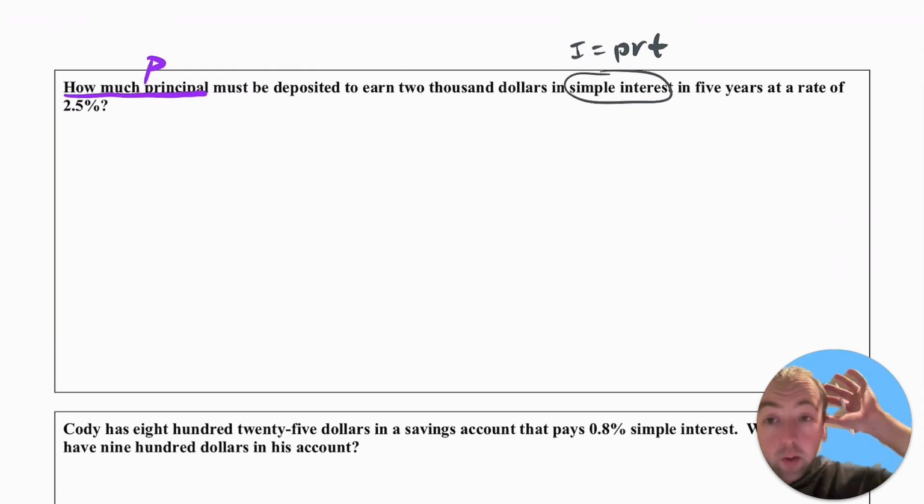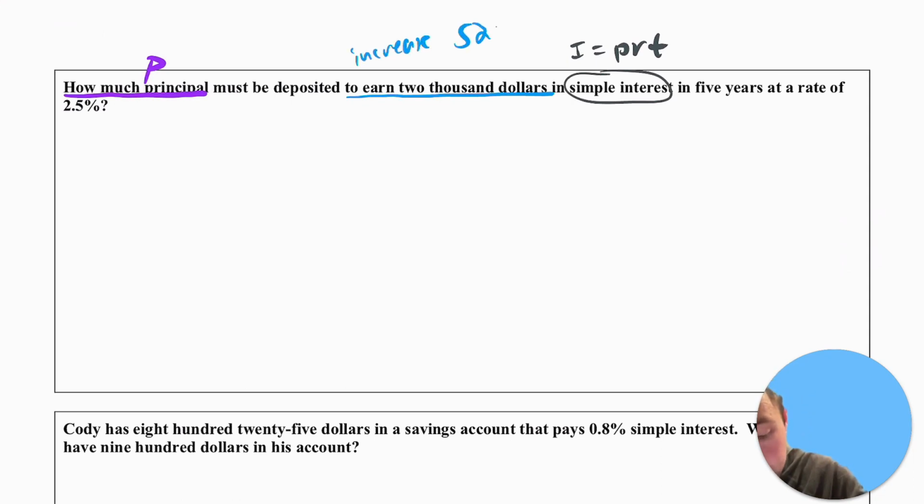What I underlined in purple is that we were asked for how much principal needs to be deposited. So we don't really know how much principal you can plug in. But what we want to do is earn $2,000, which means we want to increase by $2,000. That does correspond to an amount of interest that is known for us. We also know that we want it to happen in 5 years' time, which would correspond to a t-value, and we don't have to change it to a different unit because it's already in years. And then we also have an interest rate of 2.5%.